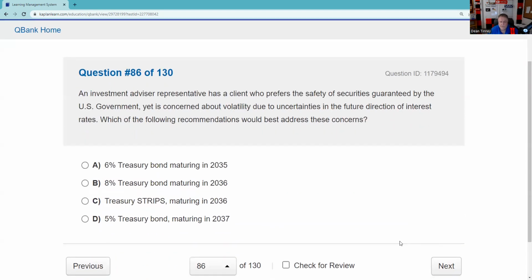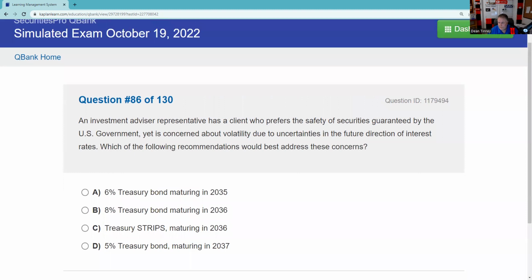An investment advisor rep has a client who prefers the safety of securities guaranteed by the U.S. government, is concerned about volatility due to uncertainties in the future direction of interest rates. Which of the following recommendations would best address this? So this is asking you to go the opposite direction, and have shorter duration or less volatility. So this is kind of the opposite question. Be careful when you get the opposite, because it'd be really easy to miss this, right? So which of the following would best address this concern?